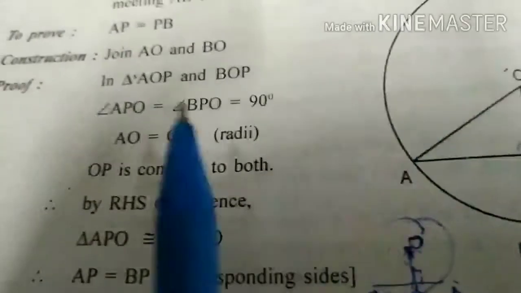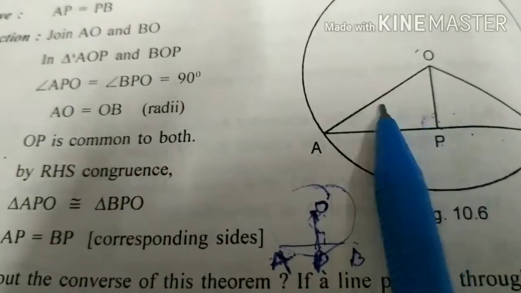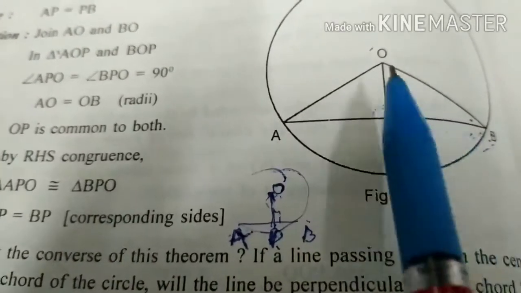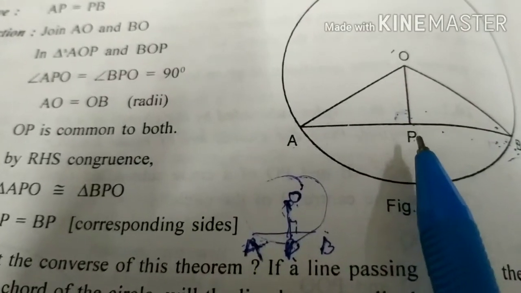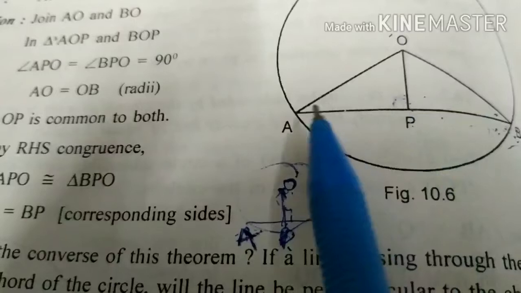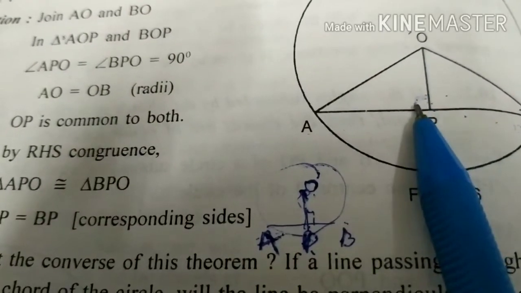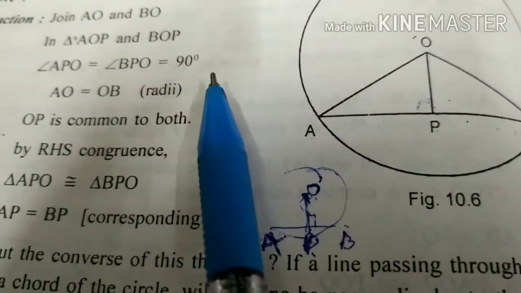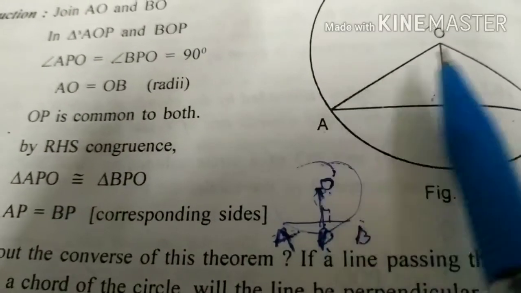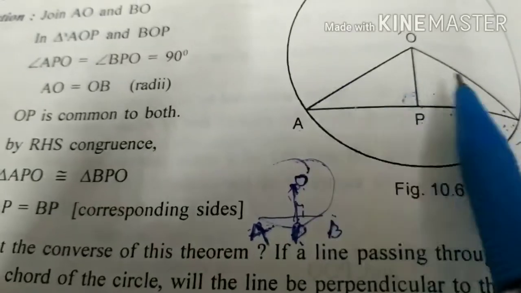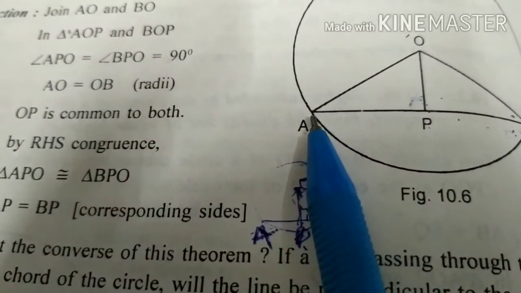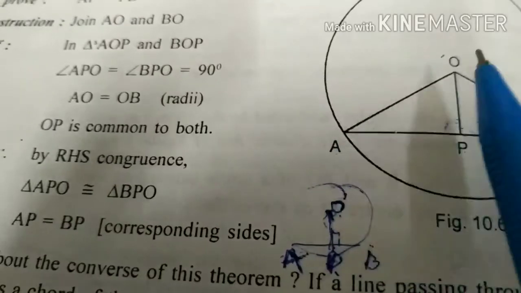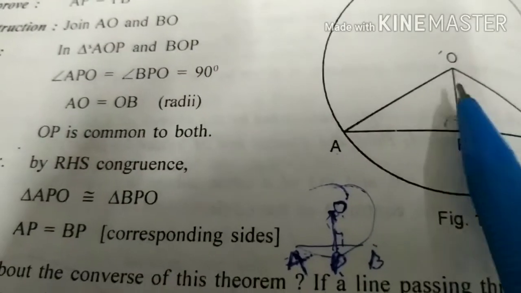Now we can start the proof. We compare the two triangles. In triangles AOP and BOP, angle APO is 90 degrees because OP is perpendicular to AB, and angle BPO is also 90 degrees. Then OA is equal to OB because they are the radii of the circle; the line joining the center to the circumference is the radius. And OP is the common side.